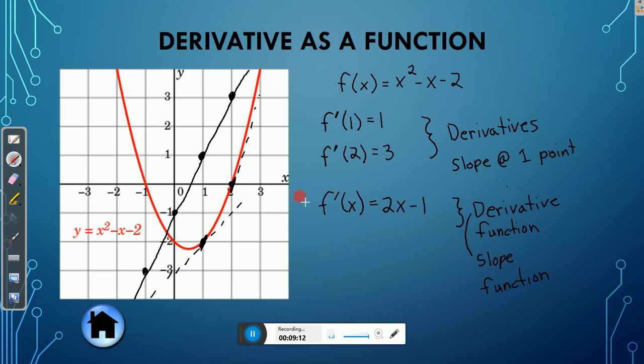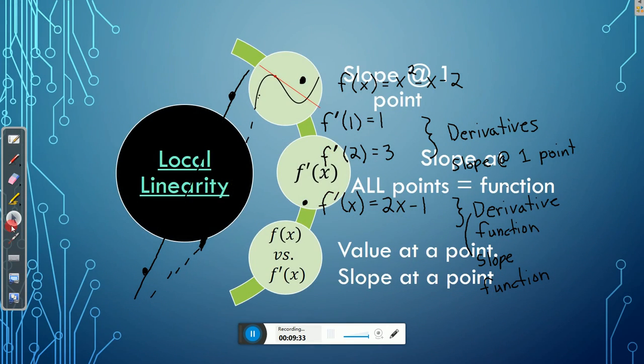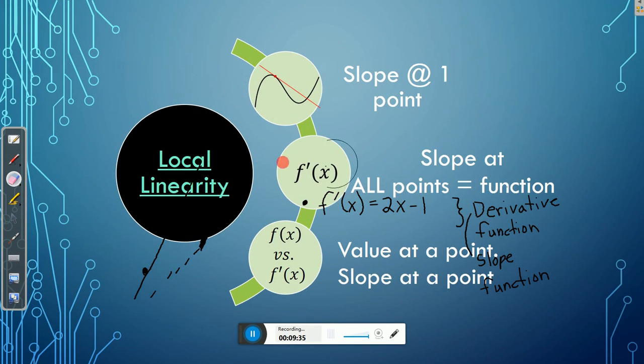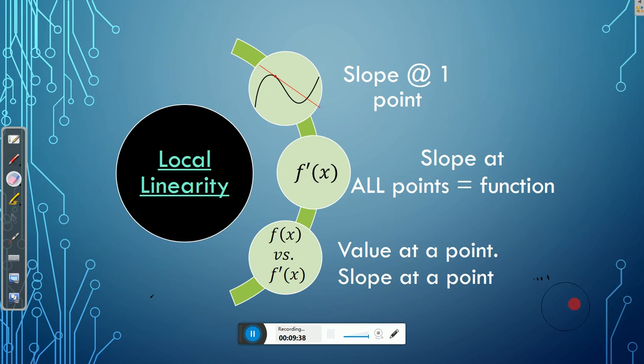And this is where it gets confusing because we now have 2 functions, f and f prime. Are they related? Yes. Are they the same? Most definitely not. And so that brings us to our last point here. Let me erase everything for us. The difference between f and f prime of x. One of them is the value at a point, and the other is the slope at that point.